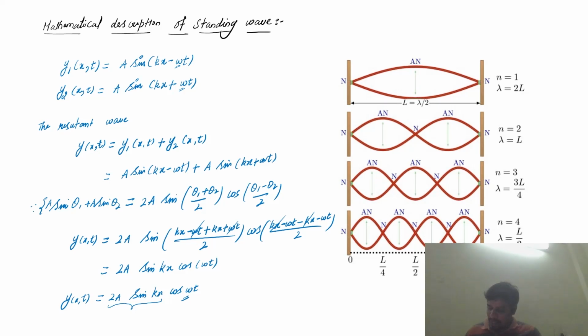The maximum amplitude is 2a, when the sine argument goes to pi by 2, 3 pi by 2, 5 pi by 2. The resultant amplitude goes to 0 when kx is equal to 0, pi or 2 pi. So we are going to discuss how the nodes as well as the antinodes form in the standing wave, how we can define the position, what n is, and how we are going to measure the wavelength. These are the things we are going to discuss.